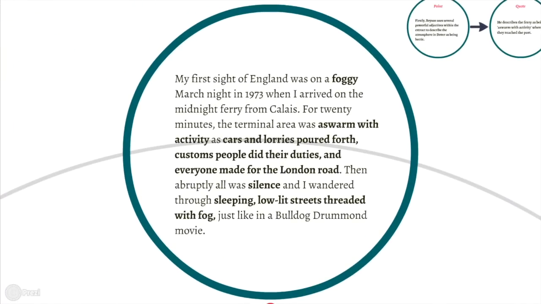So what I've done is I've read through that extract, and I've highlighted some of the answers that you could use in order to answer the question, how does the language describe the atmosphere in the port of Dover? Things you could have pulled out are the word foggy, the phrase a swarm with activity. A swarm would be a very interesting word to describe and explain. You could discuss how the cars and lorries poured forth. You could explain sleeping low-lit streets threaded with fog. So there's actually more than enough within that very small extract in order to answer the question.